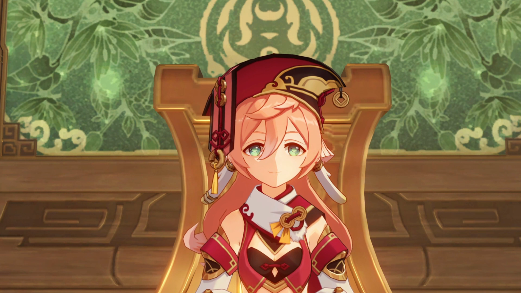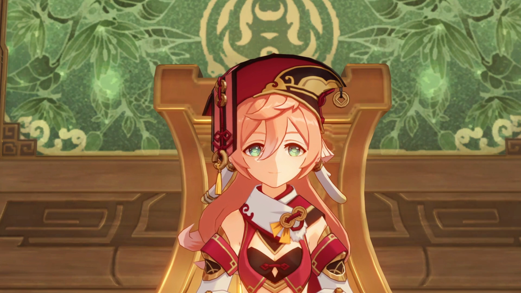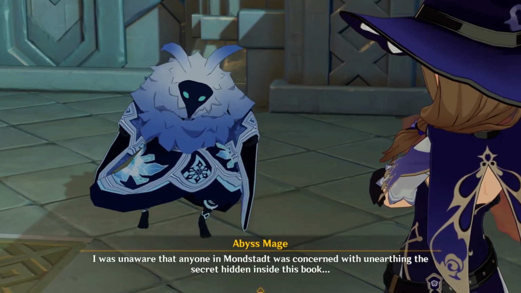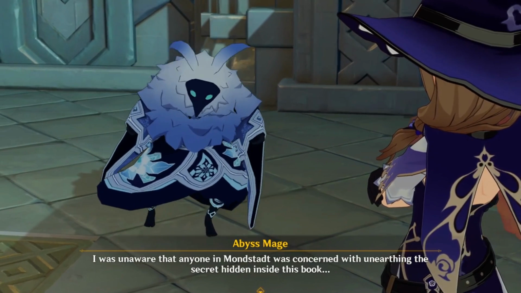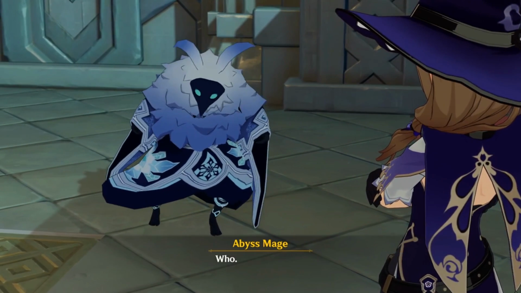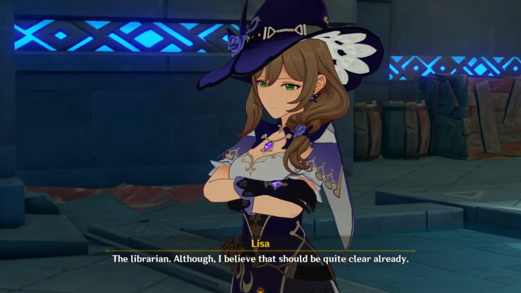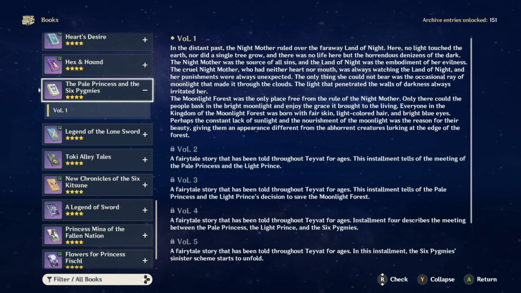For those of you who don't read in-game books, and I don't blame you if you don't, let's talk a little bit about the Pale Princess and the Six Pygmies. This book was one that we retrieved from an Abyss Mage during Lisa's story quest because he stole it. That Abyss Mage claimed the book contained a great secret and expressed surprise that we wanted to know about whatever this secret was. From just the short summaries and the first volume alone, it really does look like just a normal fairy tale. Until you realize which fairy tale this book is actually supposed to be referencing.